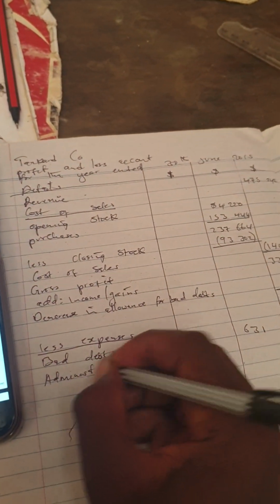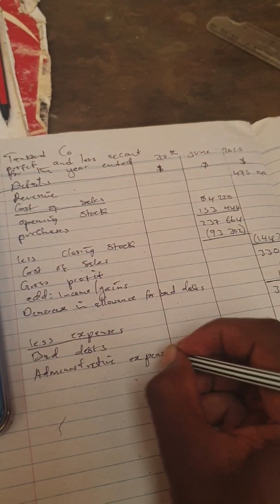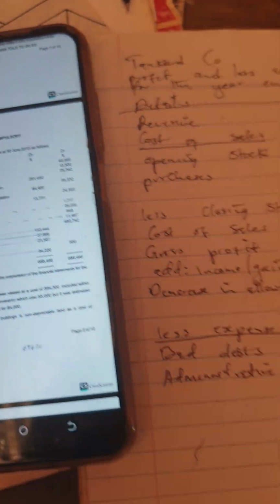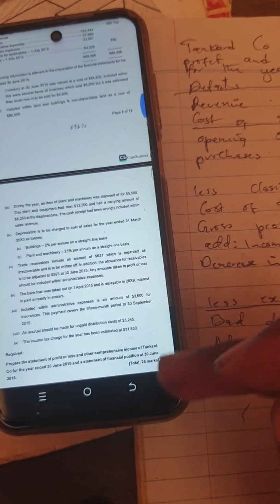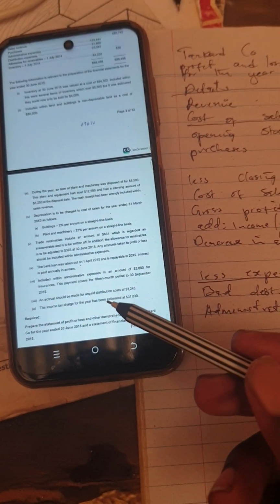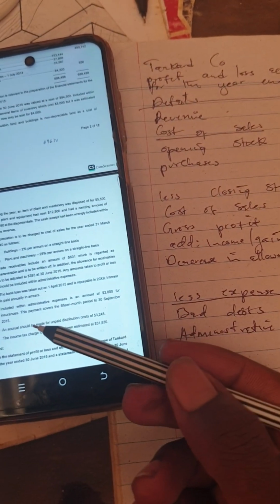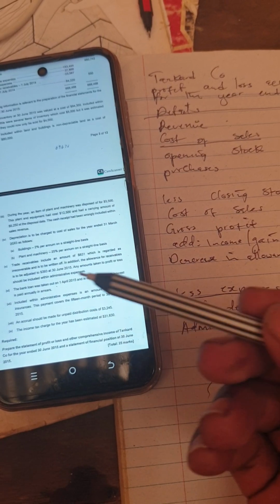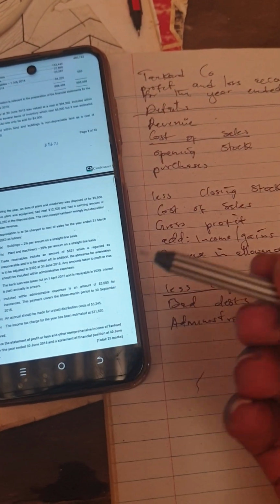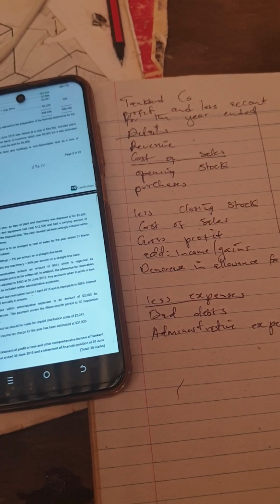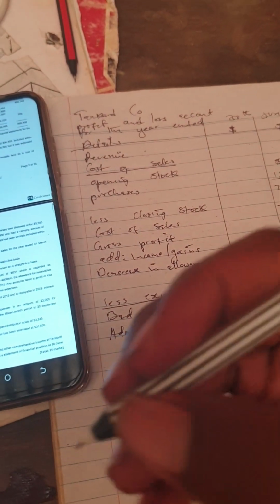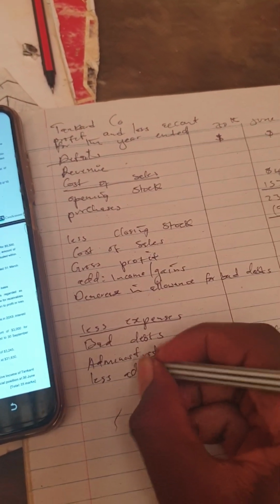Then we have our administrative expense. The figure here is 37,666. I'm writing from the first column because there's an adjustment, adjustment 7. It is saying included within administrative expense is an amount of 3,000 for insurance. This payment covers the 15-month period to 30 September 2015. We're preparing this in June, but they're saying this amount covers the 15-month period to 30 September 2015. Which simply means this is a prepayment. We're preparing this in June, not in September. So this is a prepayment, and prepayments are subtracted from the income statement. So we are going to list the administrative expense prepaid.